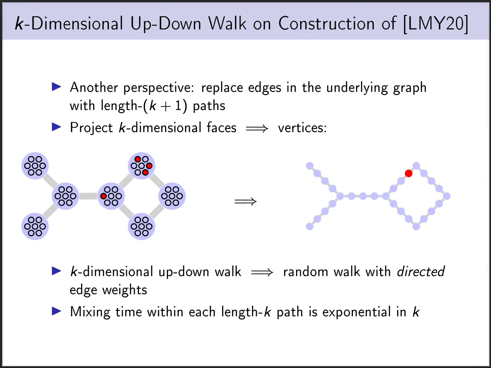Now to see how we're going to improve this, we can take another perspective. We create this new graph shown here on the right by replacing each edge in the original graph with a length k plus 1 path. Now we can project the k-dimensional faces from the LMY construction down to vertices of this new graph. For instance, here we have a three-dimensional face with 3 vertices up here and 1 red vertex down here. That projects to this red vertex on the right. That's 3 steps away from this one down here and 1 step away from this one up here.